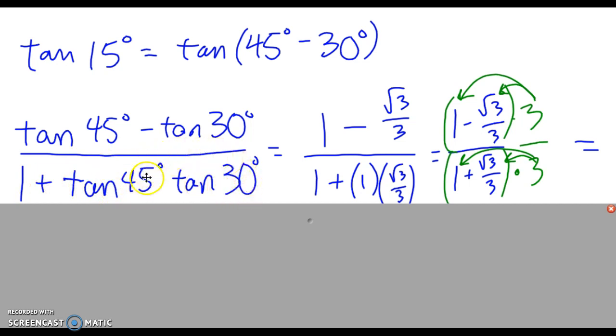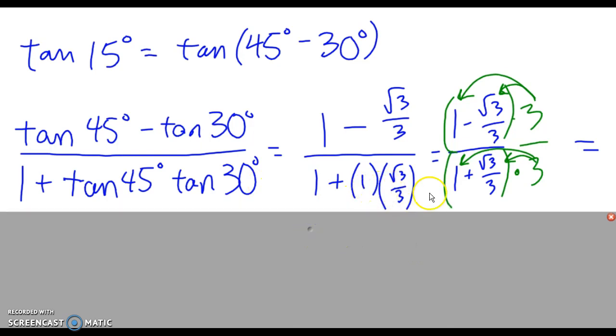I then look up tangent of 30 degrees and tangent of 45 degrees in the unit circle. Tan 45 is 1. Tan 30 degrees is square root 3 over 3. And then here I've got 1 plus, and then tan 45 is a 1. And tan 30 degrees is square root 3 over 3. My next step is to multiply there to get this fraction. But now you'll notice I actually have a new issue this time that I didn't have last time, and that is that I have fractions inside a big fraction.